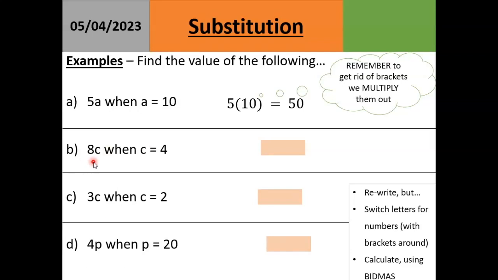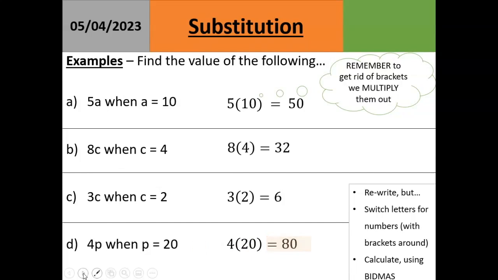So next we'll look at 8c. This time we're going to let c equal 4. So we're just simply going to take our 8, and where our c was before, we're going to put a 4 in brackets, and we're just going to multiply this out. 8 times 4 gives me 32. Same thing with 3c, but we're going to let c equal 2. So notice we can let these letters be whatever, but the question will always indicate which one you're going to sub in. So 3 times 2 gives me a 6. And then 4p, when p equals 20, 4 times 20, plug that into our calculator, and we get 80.